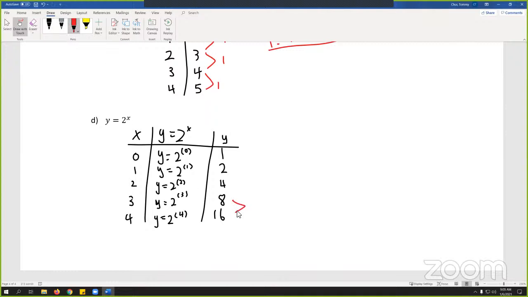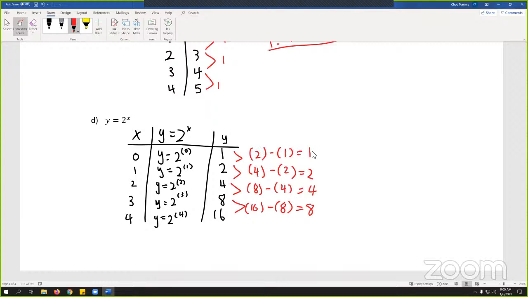Then when we solve this out, 16 minus 8 goes first. We go bottom to top. That's going to be 8. And then we do 8 minus 4, 4 minus 2, and then 2 minus 1. So there are the first differences here. And are they the same? No, none of the first differences are the same at all. They either all have to be the same or they don't. And so therefore this is nonlinear.